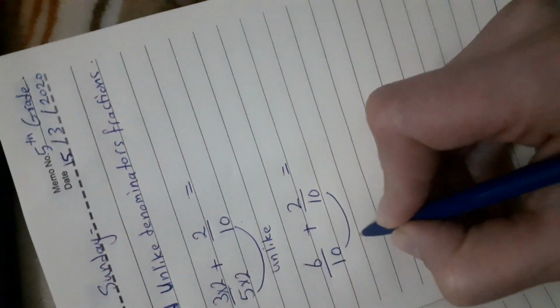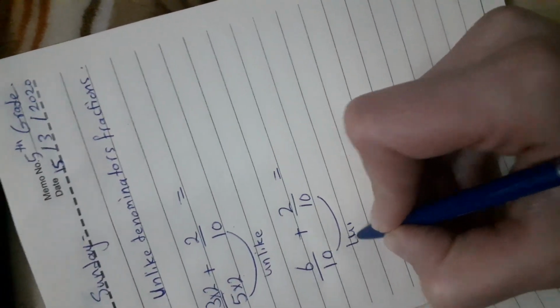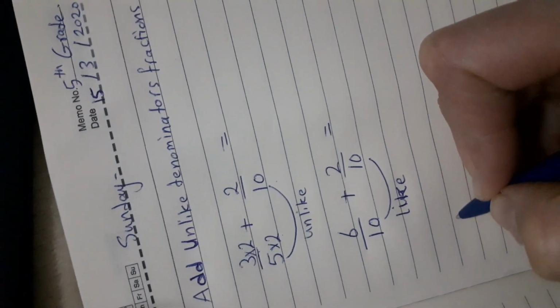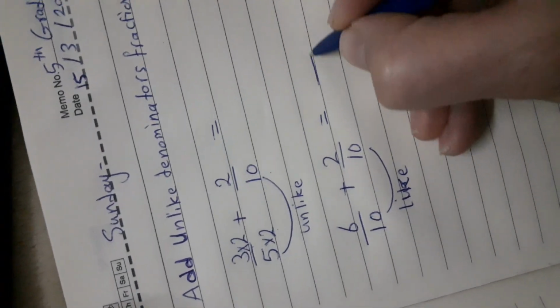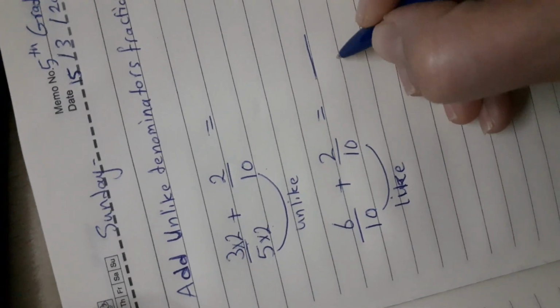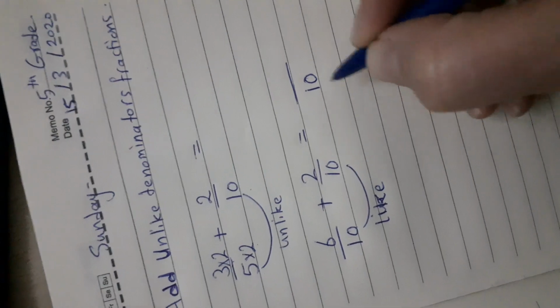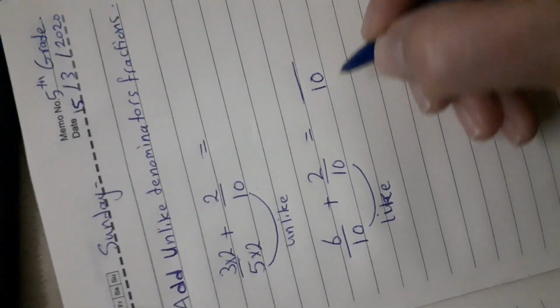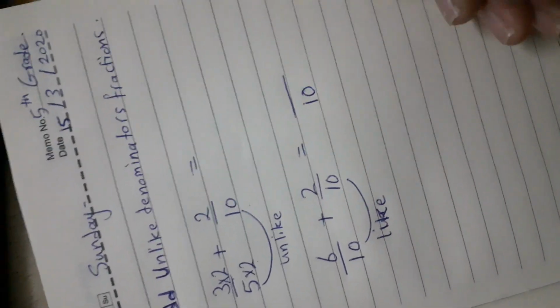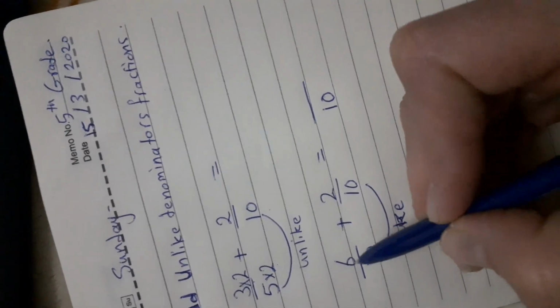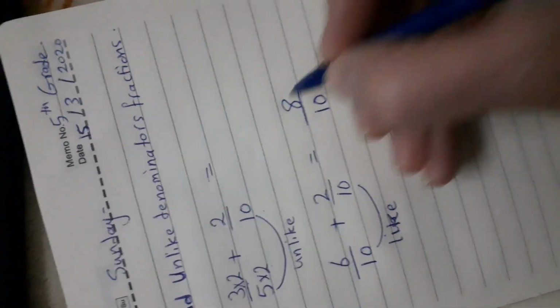These two are equal, then they are like denominators. We can simply add the numerators and keep the denominators fixed. So 10 in the denominator is fixed. We don't change and we don't add the denominators. We only add the numbers in the numerator. So 6 plus 2 is 8 and the answer is 8/10.